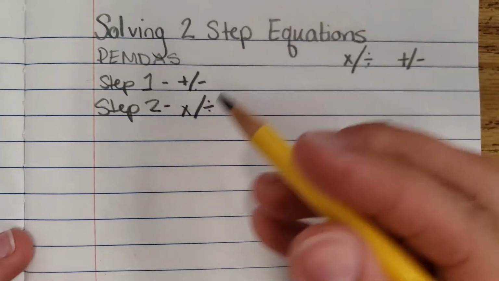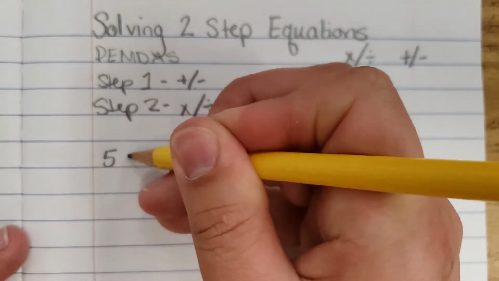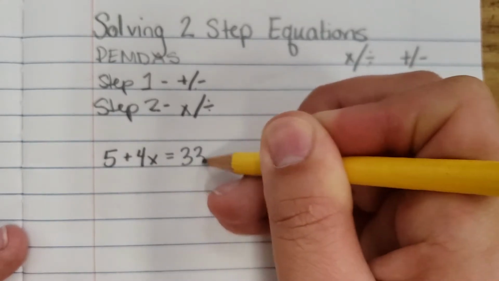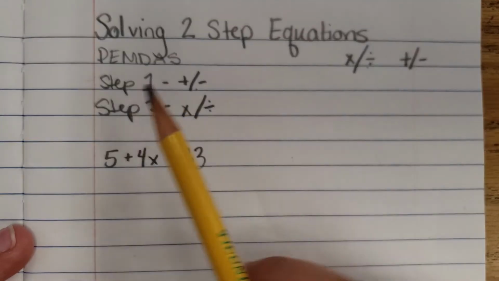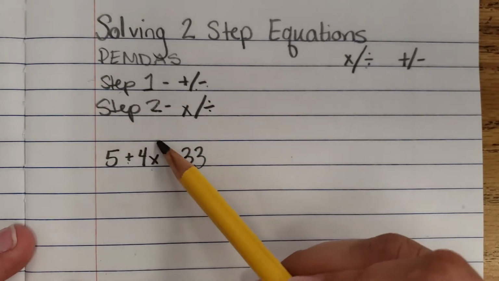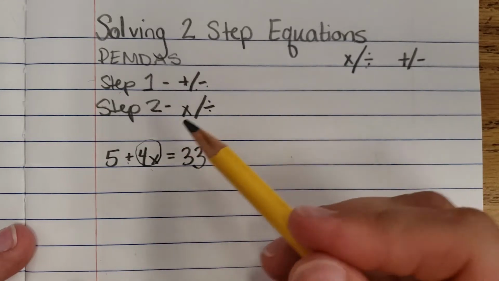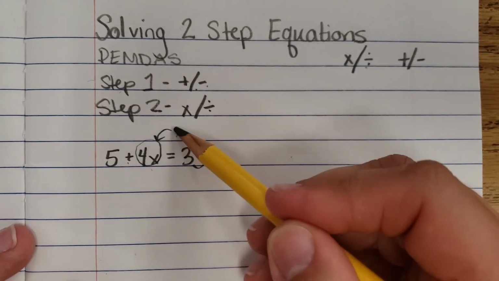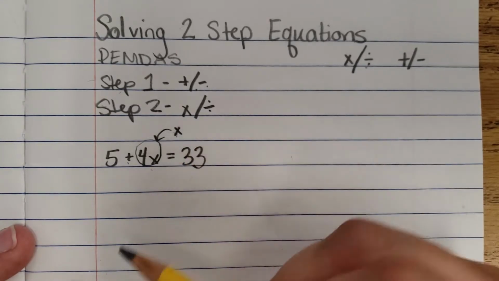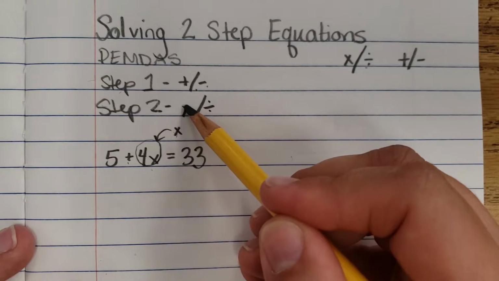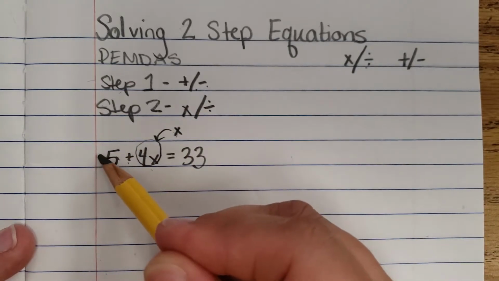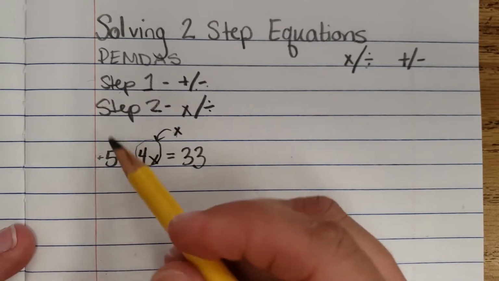We will do 5 plus 4x equals 33. So step 1 is our addition and subtraction. Now I know that this says plus 4x, but remember when you have a number and a letter right next to each other, that's multiplication, always. So that's going to have to be step 2. The first thing we need to handle is this 5. That's a positive 5, right? Remember, if there's nothing in front of it, it's automatically a positive 5.